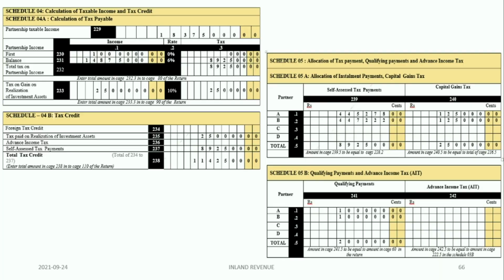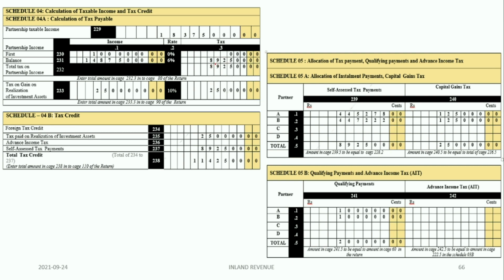Then schedule 4A, calculation of partnership tax liability. Now in cage number 229, we have to include total partnership taxable income. According to the calculation, partnership taxable income is 18,375,000, so included in cage number 229. The first 1,000,000 tax at the rate of 0, balance 14,000,000 tax at the rate of 6. Out of this 18,000,000, 2,500,000 tax at the rate of 10%, that is realization of investment asset, that 250,000.